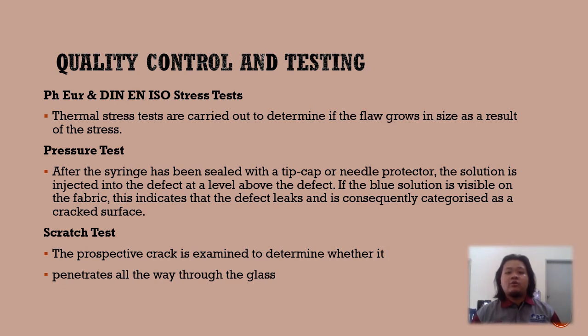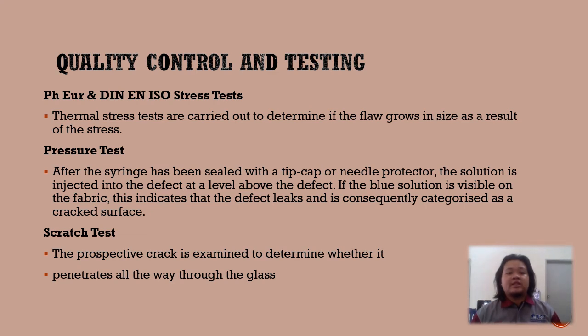A crack occurs when a defect expands in size during a stress test. Next, the pressure test. The blue solution is injected into the syringe at a level above the defect. Before putting the plunger in, eliminate any air pockets from the plunger head. Then, using a white glucose cloth, wipe the syringe exterior around the defect to remove any debris. If the blue solution is visible, the defect is a cracked surface.